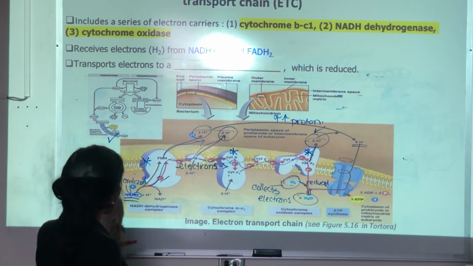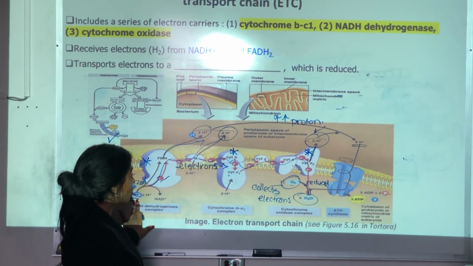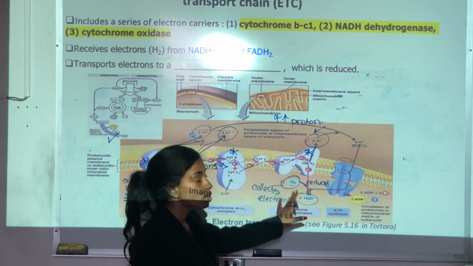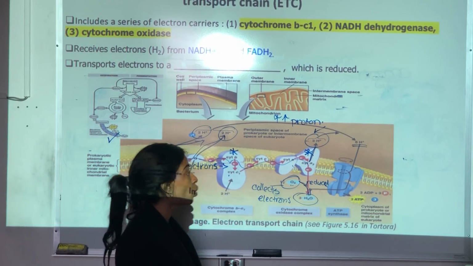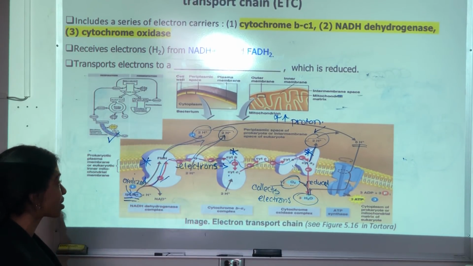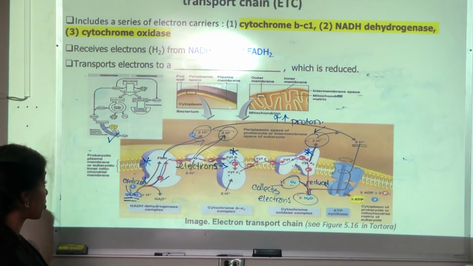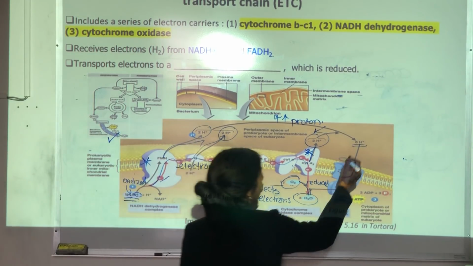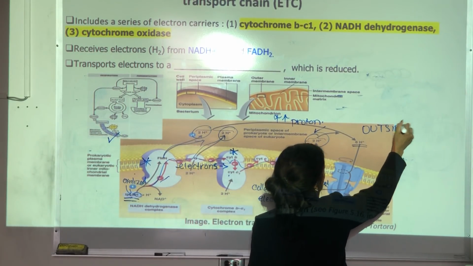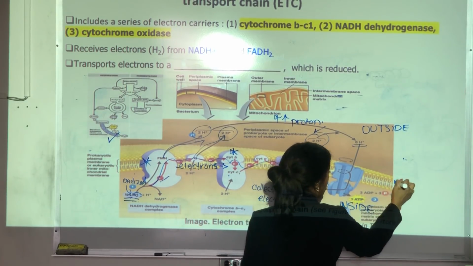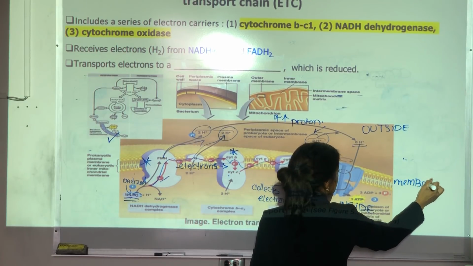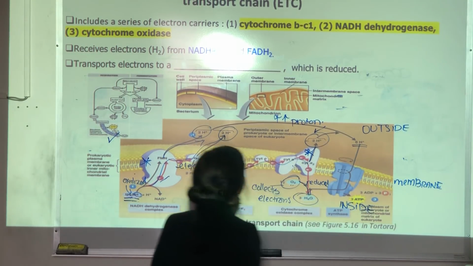So we said that NADH is collected here. And eventually NADH will lose the electrons, which will shuttle across and activate all these proteins, which we call protein pumps, and eventually we'll have up to 6 protons outside, a high concentration of protons outside compared to what is inside the membrane. So if we look at our model, I'll just label this is outside, this is inside, and this is our membrane.